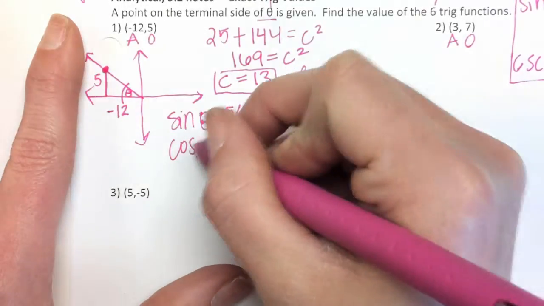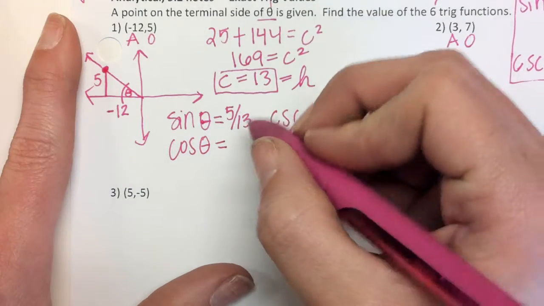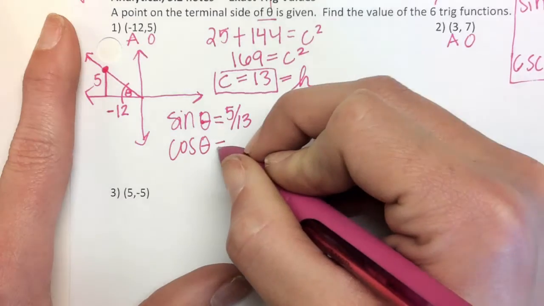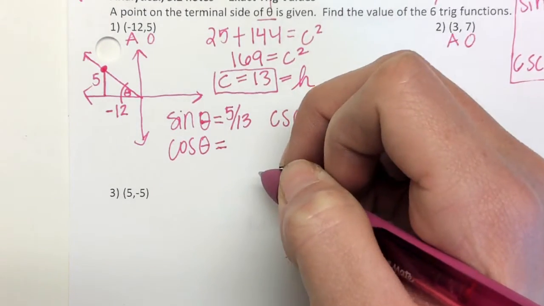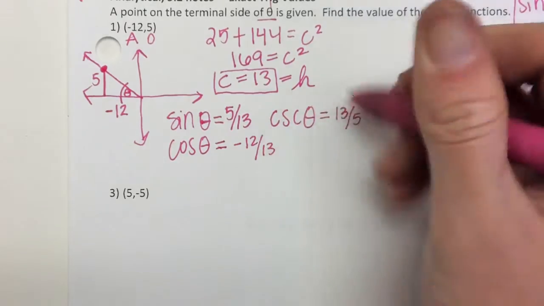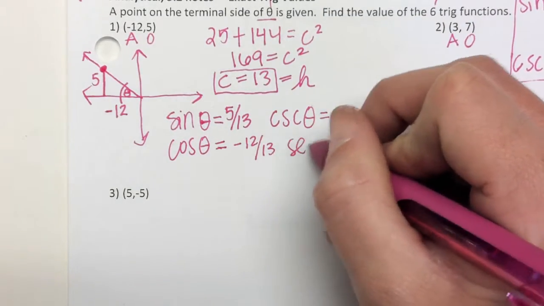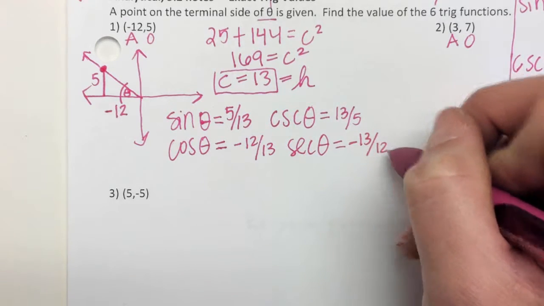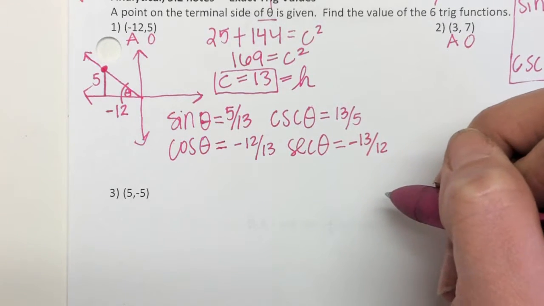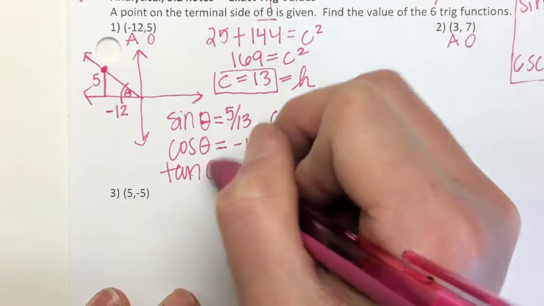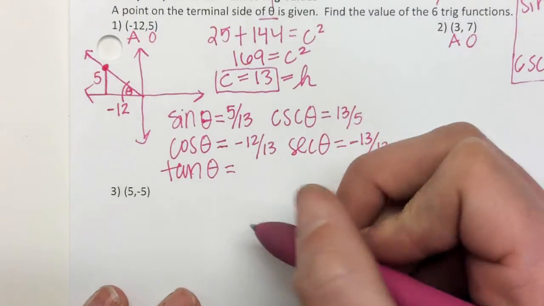So cosine theta would be... cosine is adjacent over hypotenuse, right? So it'd be what? Negative 12 over 13. Who's cosine's boyfriend? And what's secant going to be? Very good. Does it matter if the negative's on top or bottom? Nope. Alright, tangent theta is opposite over adjacent.